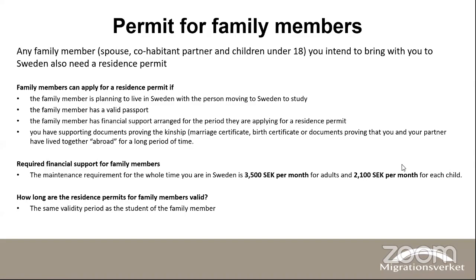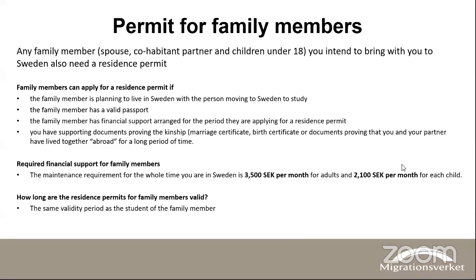And now we will talk a bit about permits for family members. Any family member, such as a spouse, a cohabitant partner, or children under the age of 18, you intend to bring with you to Sweden, also needs a residence permit, and so should apply for a permit. Family members can apply for a residence permit if the family member is planning to live together with the person moving to Sweden to study.